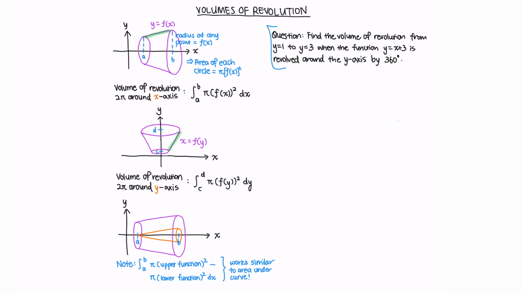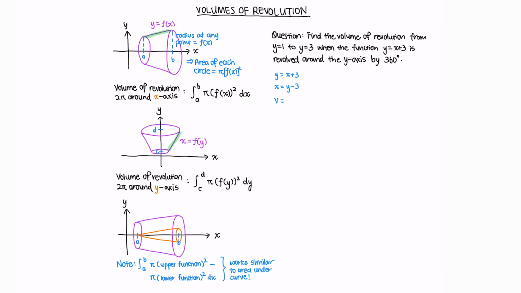Now, let's try to do this question over here. Find the volume of revolution from y equals 1 to y equals 3 when the function y equals x plus 3 is revolved around the y-axis by 360 degrees. So what we're getting is this over here. Oh, and by the way, these two formulas will be given in your formula booklet. So first, we know that y equals x plus 3. But if you look here, we need x in terms of y. So now, let's just apply this formula to find the volume of revolution.